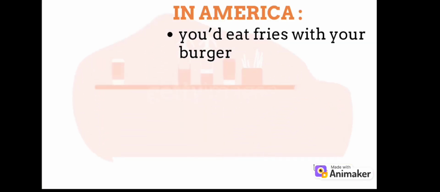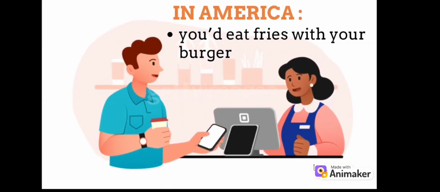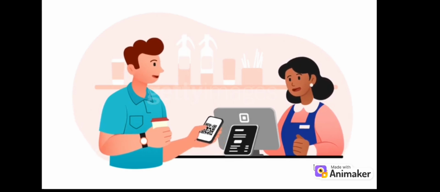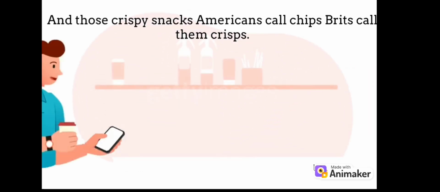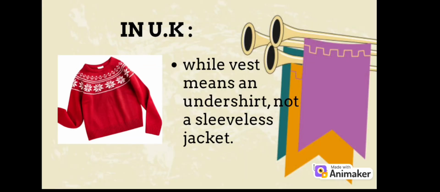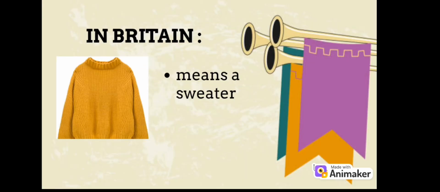Got it? Food terms are a smorgasbord of differences. In America, you'd eat fries with your burger, but in Britain, you'd order chips. And those crispy snacks Americans call chips, Brits call them crisps. Then there's jumper in Britain, which means a sweater, while vest in the UK means an undershirt, not a sleeveless jacket. See how one word can flip your wardrobe upside down?